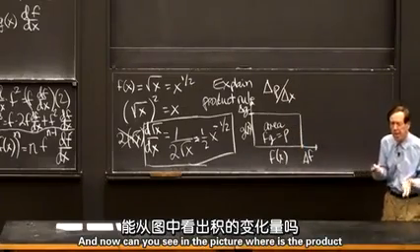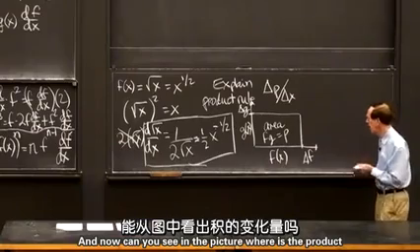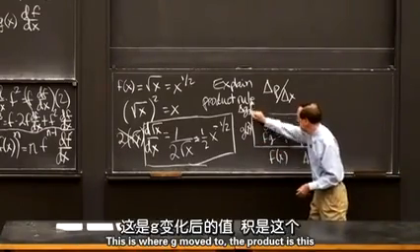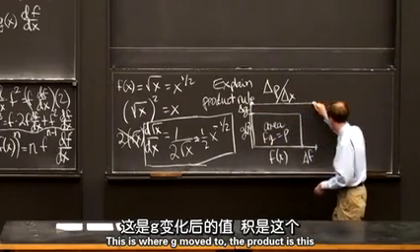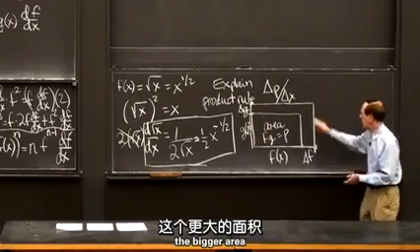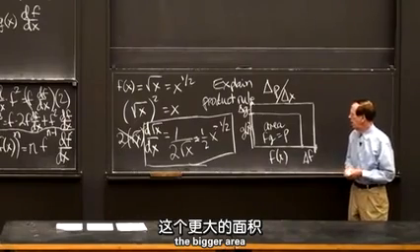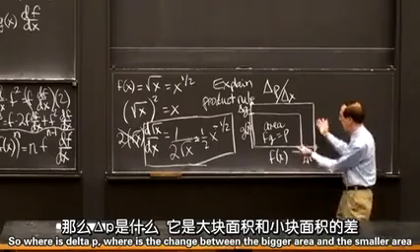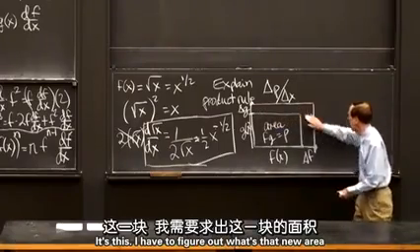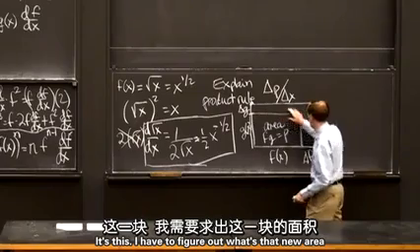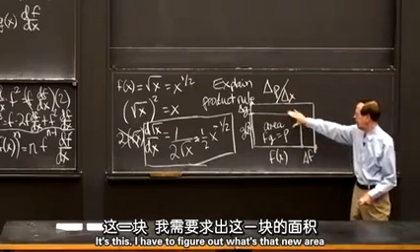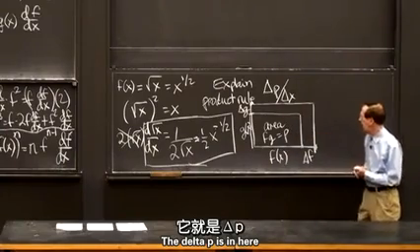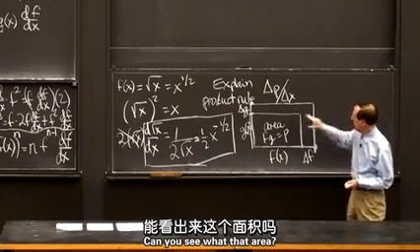And now, can you see in the picture where the product is? This is where f moved to. This is where g moved to. The product is this bigger area. So where is delta p? Where is the change between the bigger area and the smaller area? It's this. I have to figure out what that new area is. The delta p is in here.